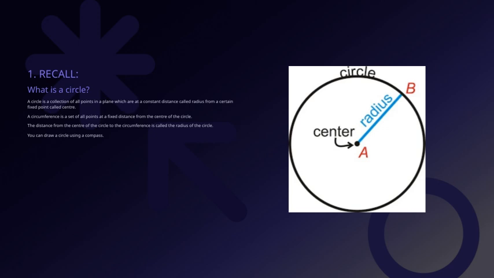In fact, a circle is basically a collection of all those points in a plane that are at a constant distance, known as the radius, from a fixed point called the center. So, when we talk about a circle, we're referring to this entire set of points that are evenly spaced at that same radius around the center point.